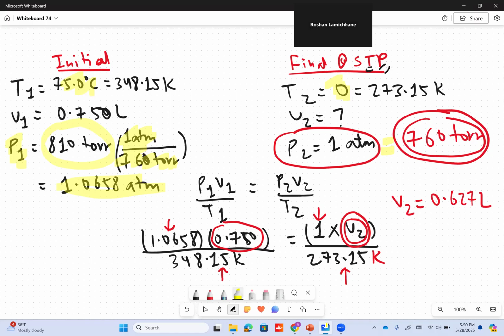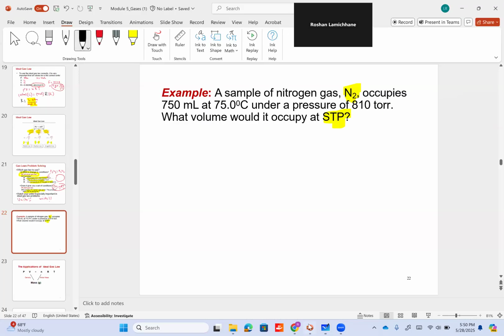And for any gas law problem, please make sure that the temperature has to be in Kelvin. And that's how you answer this question.